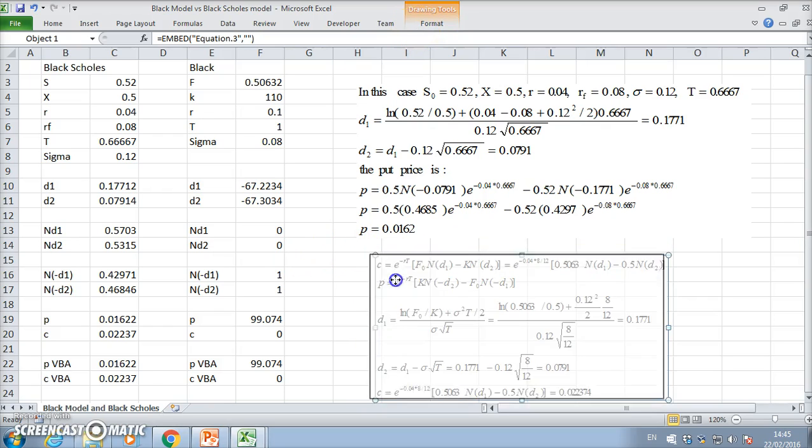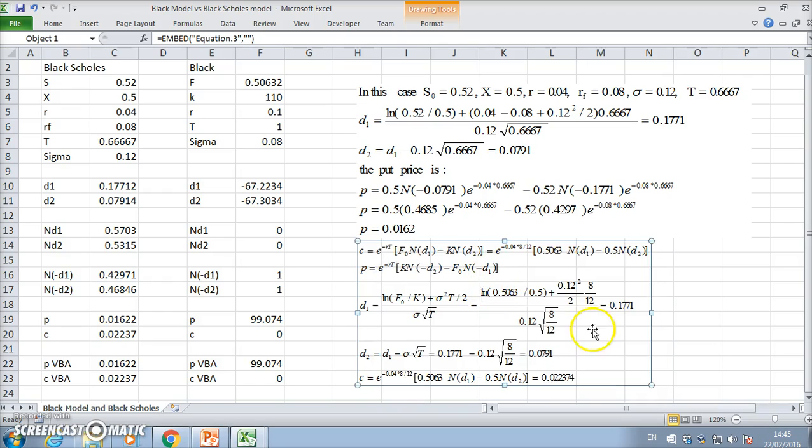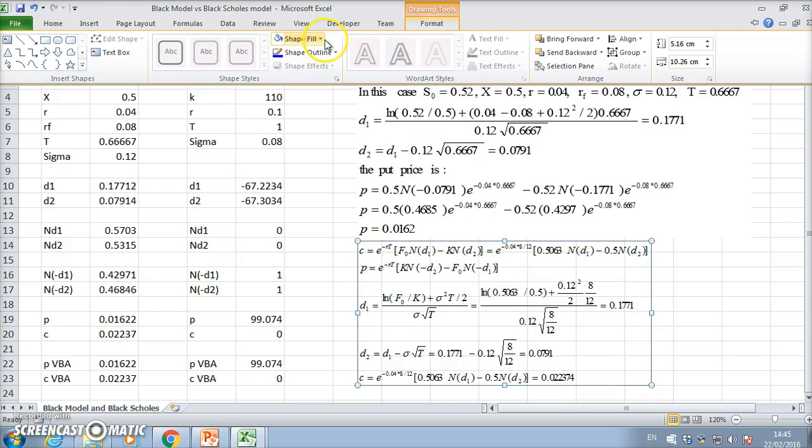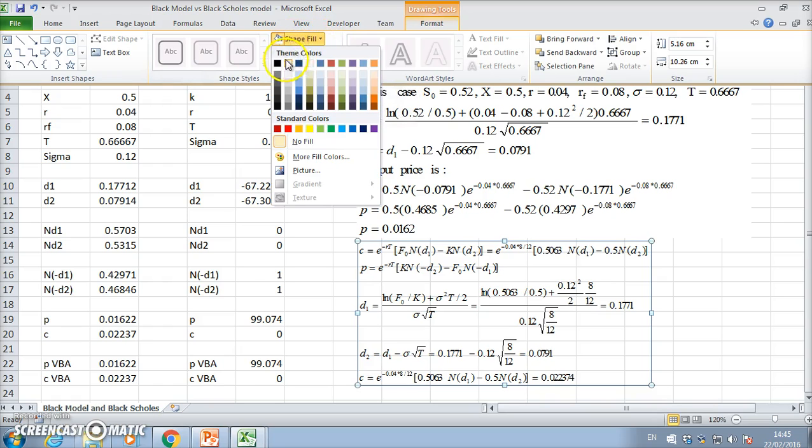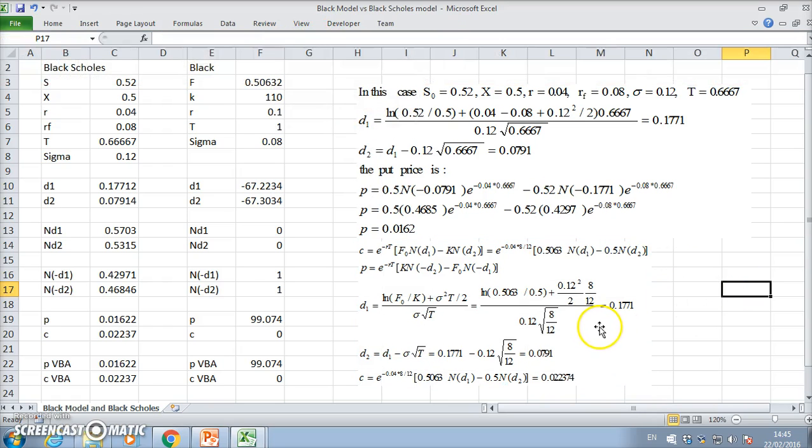and maybe fill out. Okay, so format and a little bit of white in the background. Okay, so we need to get the value of the call and the put.